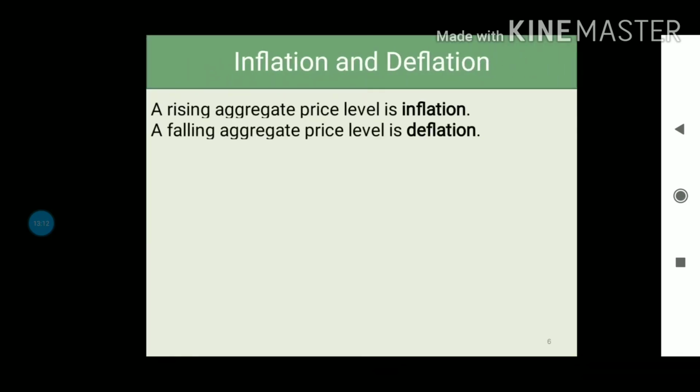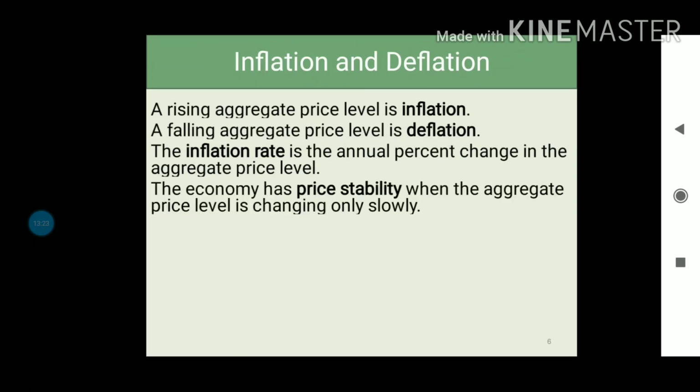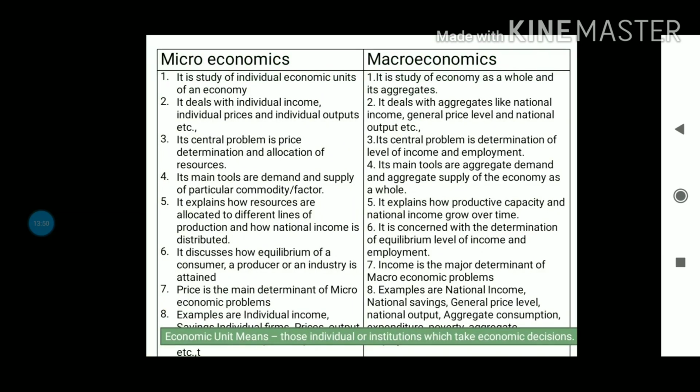Now, inflation and deflation, as I told you: a rising aggregate price level is inflation, a falling aggregate price level is deflation. The inflation rate is the annual percentage change in the aggregate price level. The economy has price stability when the aggregate price level is changing only slowly. Because inflation and deflation can cause problems, price stability is generally desirable. In reality, the inflation rate has mainly been positive for decades, though we are not too far from price stability today. So we are doing our level best.